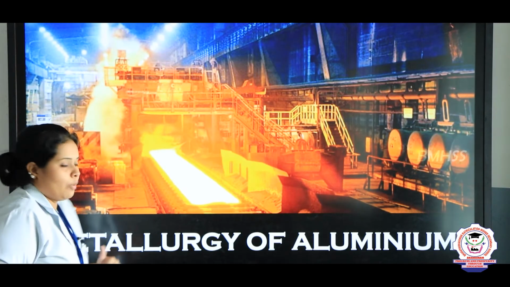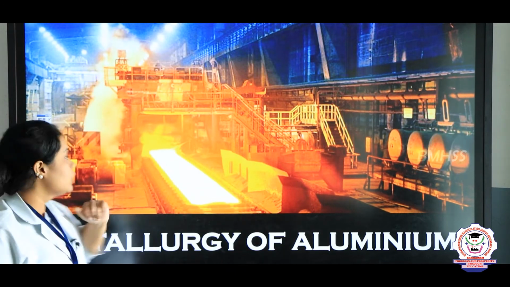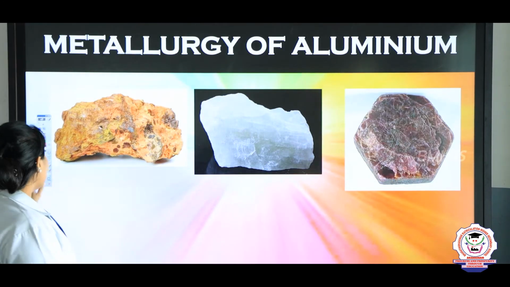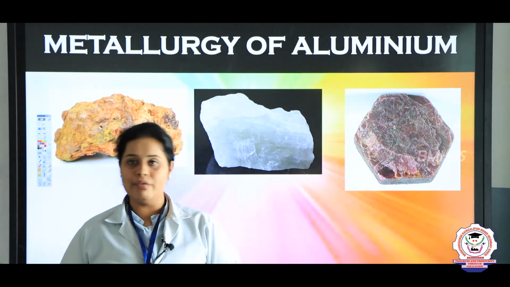Now let's see the topic which we are going to talk about. So the topic is metallurgy of aluminium. So let's see how aluminium is extracted. Before going into this, we should know that there are three main ores of aluminium.